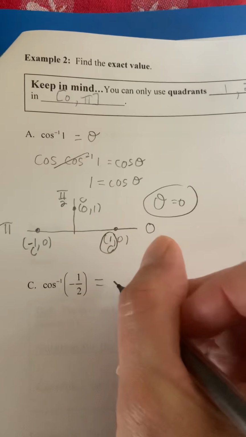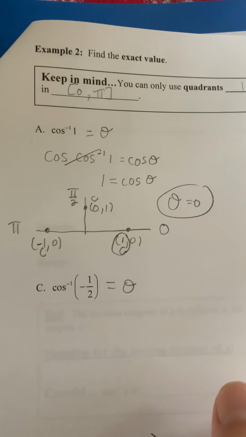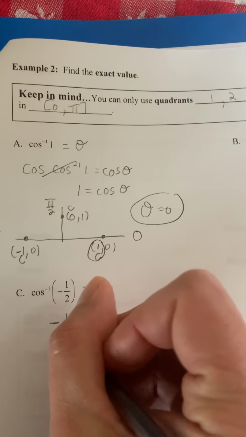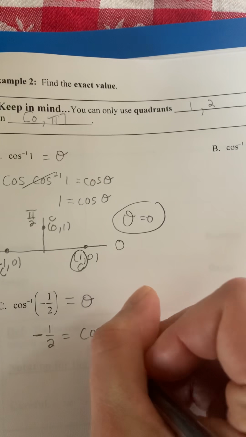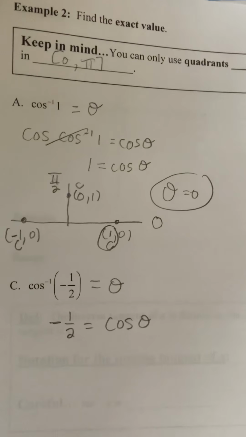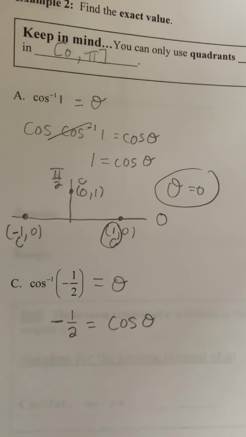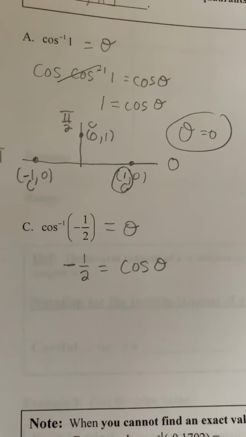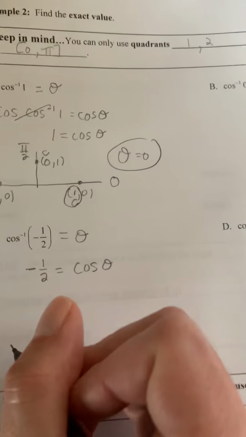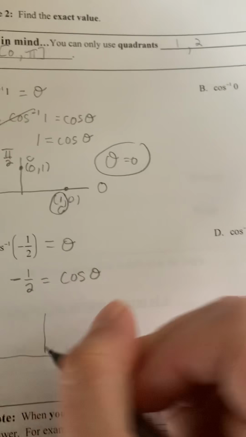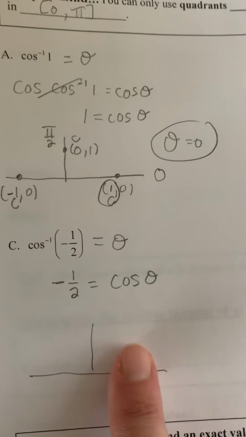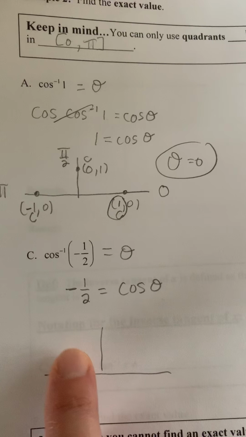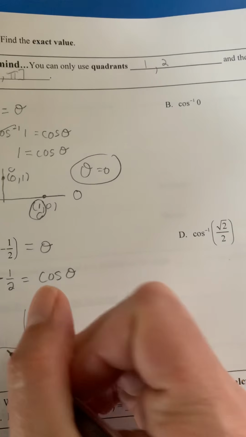Same principle, set it equal to theta. You'll take the cosine of both sides to cancel out the cosine inverse. You'll eventually just start skipping that step of writing and just go to writing the cancellation. Okay, so now we know that we have a negative value for the cosine. We're only allowed to deal with quadrants 1 and 2. Cosine is positive in quadrant 1 and negative in quadrant 2. So our angle theta has to be a quadrant 2 angle.